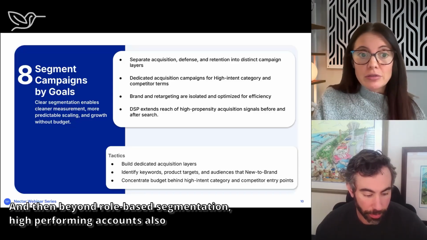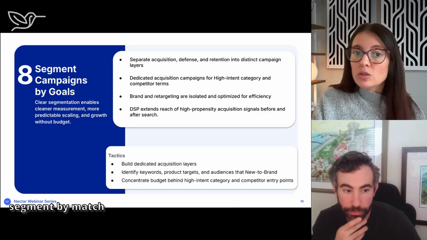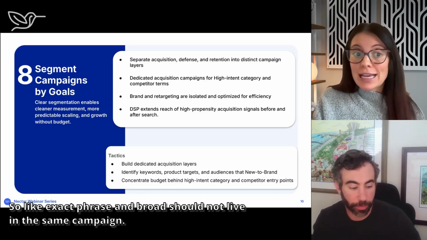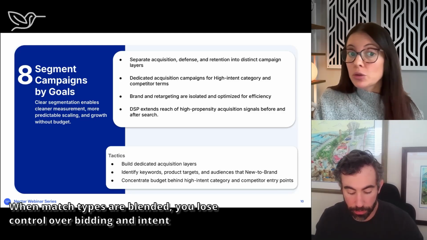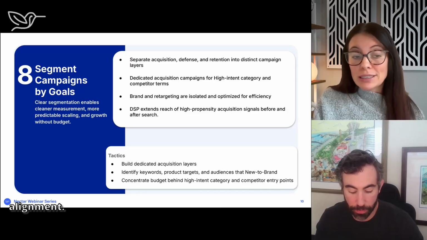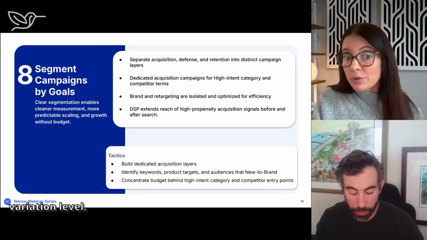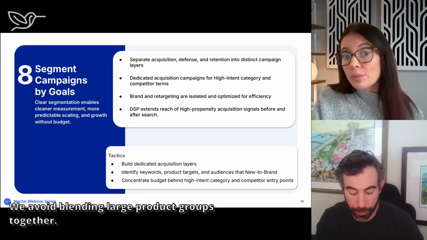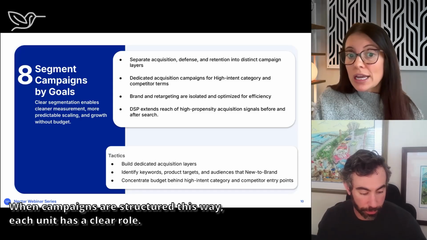Beyond role-based segmentation, high-performing accounts also segment by match type. Exact, phrase, and broad should not live in the same campaign. When match types are blended, you lose control over bidding and intent alignment. We also push structure down to at least the product type or variation level. We avoid blending large product groups together. When campaigns are structured this way, each unit has a clear role.